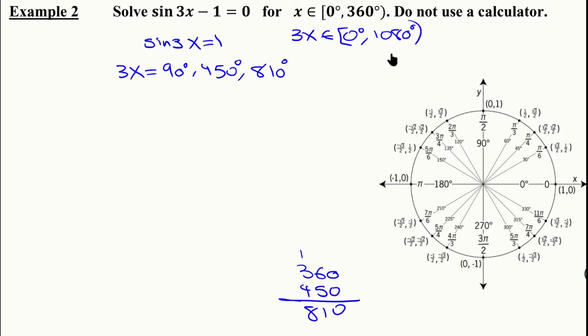And notice that if you add another 360 to 810, you're going to go above 1080. So we're finished. All we need to do now is to remember that when we solve an equation, we're solving for x, not for 3x.